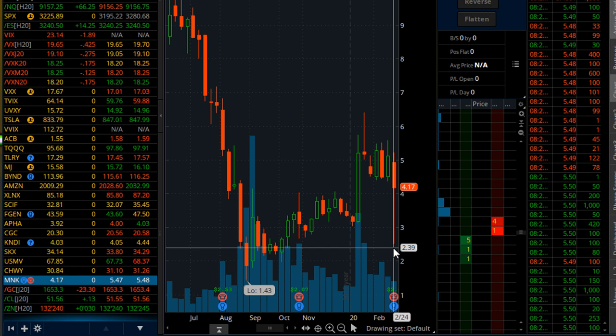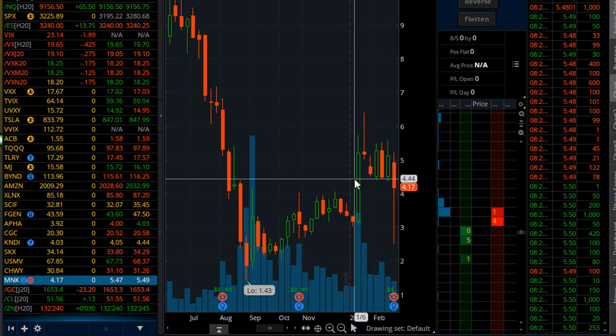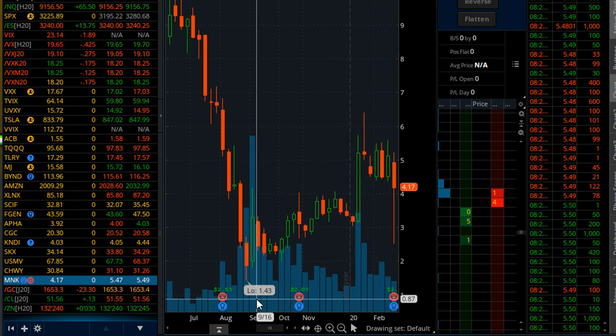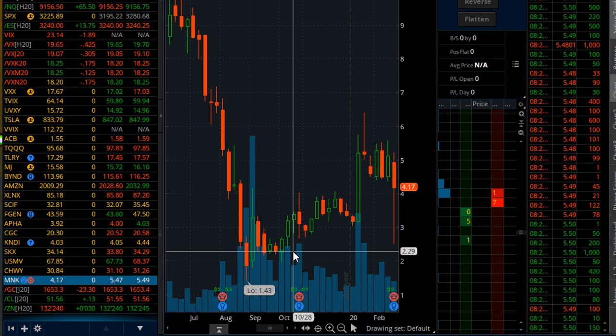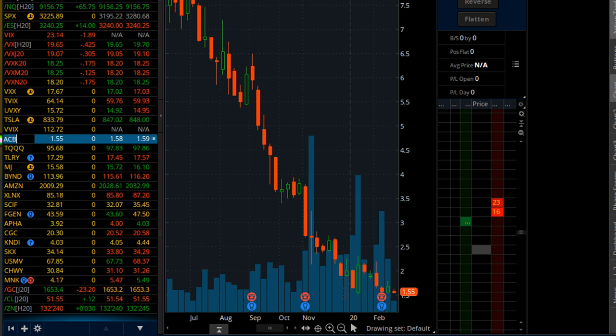And MNK could be a turnaround kid here, and it started to look like that a little bit. But ACB, there's so much talked about. This ACB was like the number one traded stock on Robinhood. I think last year it was like the number one traded stock, and people just got ground to pieces in this.